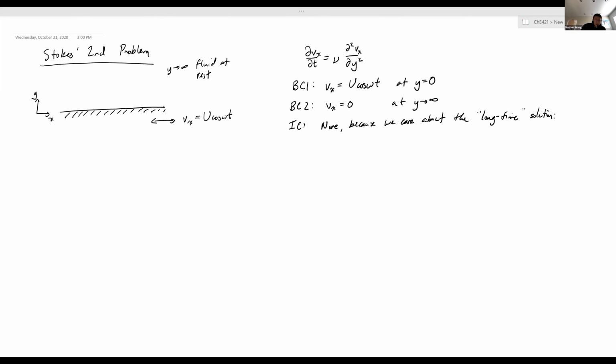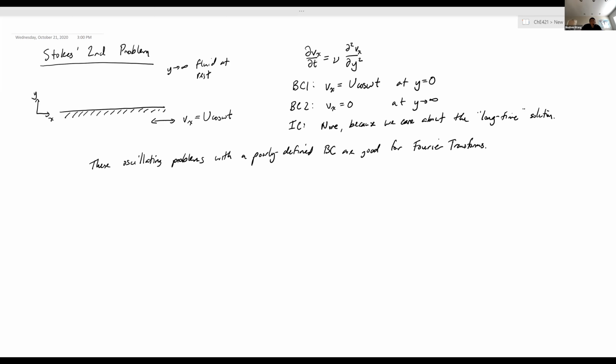Okay. And I'll just say that these oscillating problems with a poorly defined boundary condition are good for Fourier transforms. Okay.